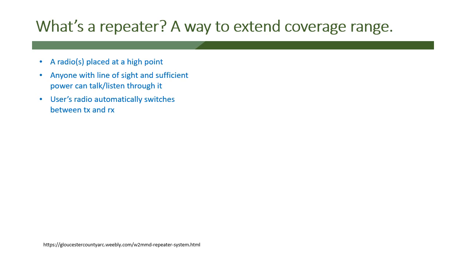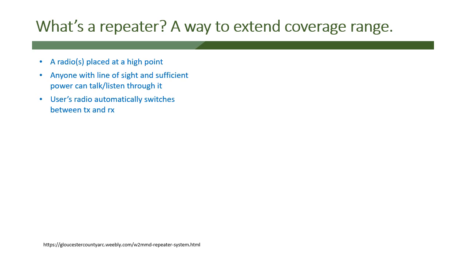So let's go into what a repeater is. And basically it's very simple. A repeater is a way to extend the coverage range of a given VHF or UHF radio. Remember, in VHF and UHF, it's mostly line of sight. So a radio that's placed at a high point as possible means it has line of sight with many, many people across a wider range. Again, anyone with line of sight and sufficient power can then use that repeater to talk and listen through it.